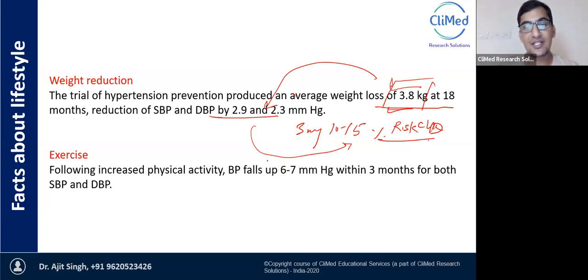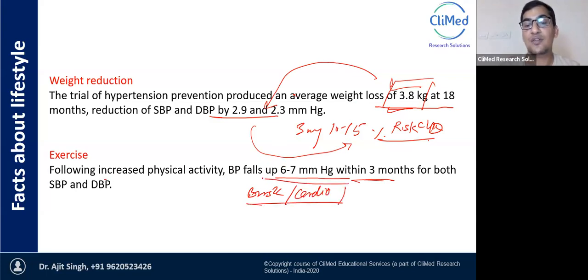Okay, then exercises. Look at the exercises. Following increased physical activity, BP falls up to 6 to 7 mmHg in 3 months. Okay, BP falls up to 6 to 7 mmHg if you are just going for brisk walks and cardio exercises.